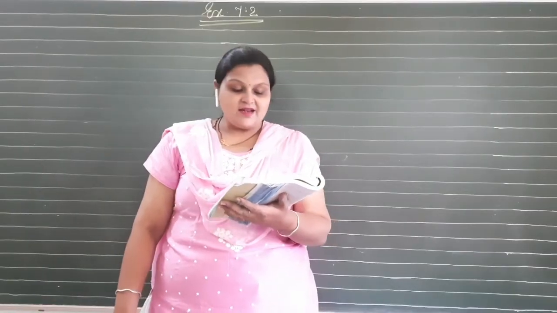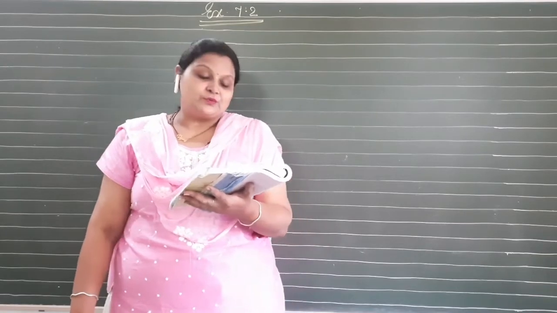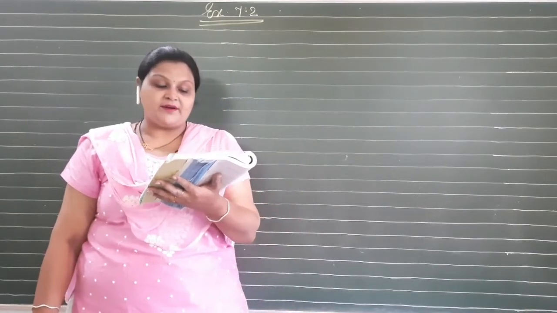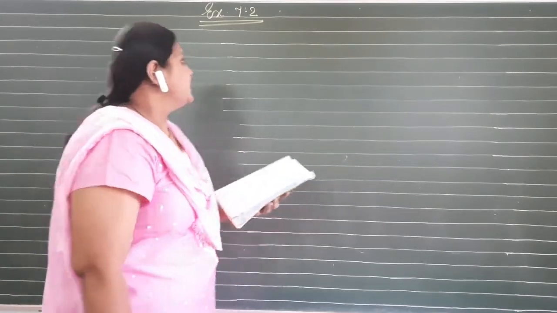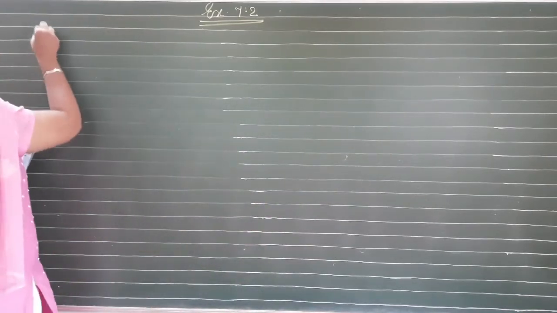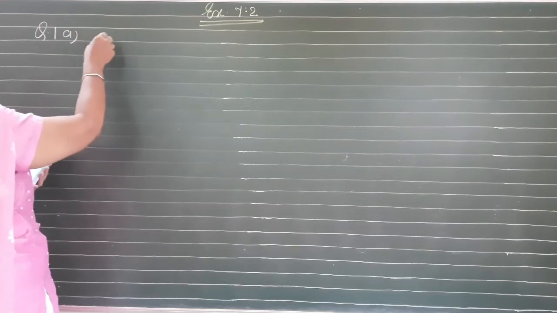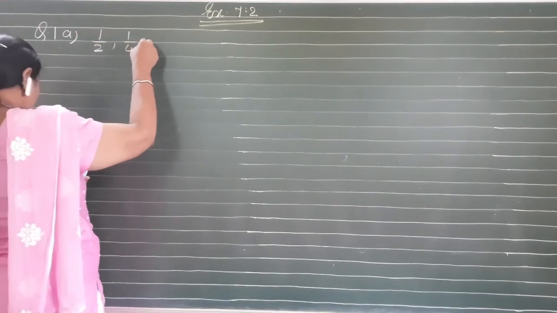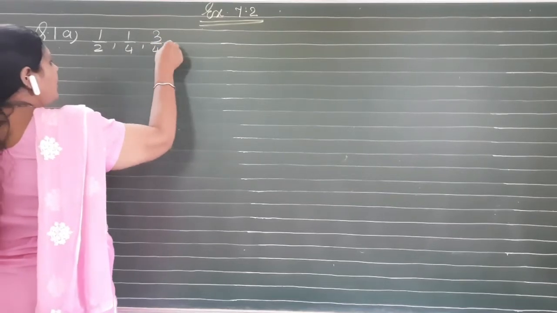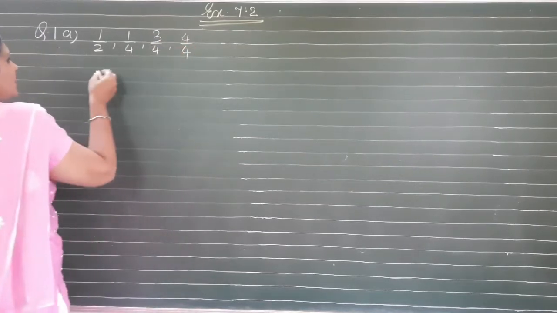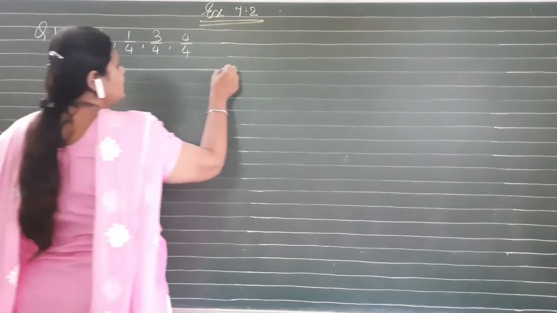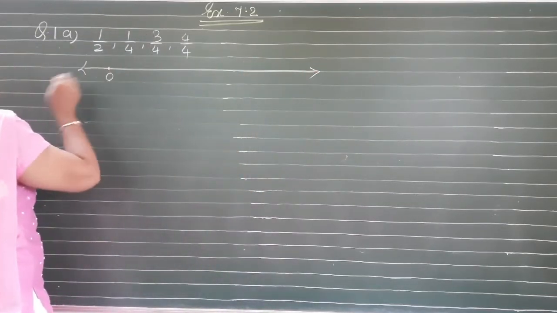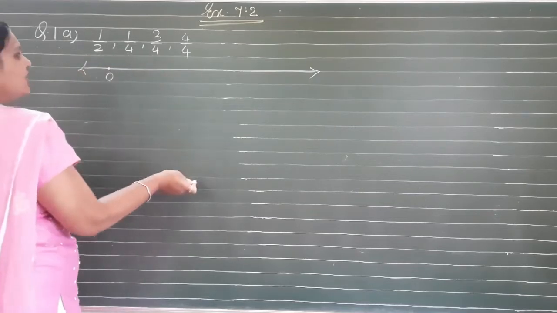Now let us start exercise 7.2. Question number 1. Draw number lines and locate the points on them. So let's see question number first, A. You are given 1 upon 2, 1 upon 4, 3 upon 4 and 4 upon 4. So very first we will draw the number line. First here we will locate 0. Now each number we will represent.